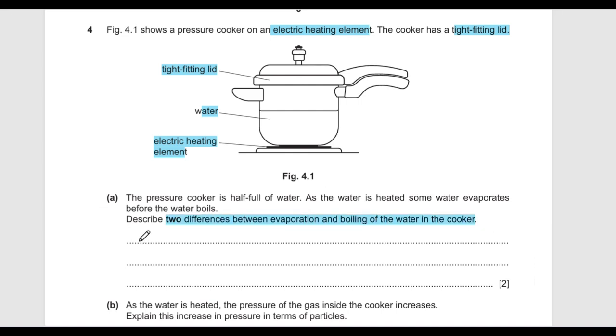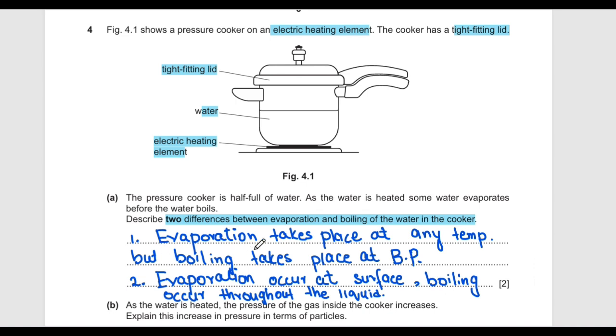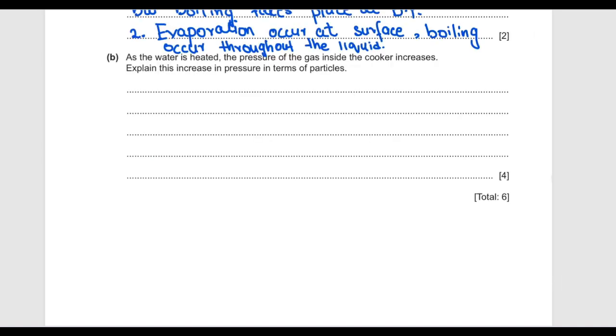So the basic difference between evaporation and boiling is that evaporation takes place at any temperature, but boiling takes place only at the boiling point. Second, evaporation occurs at the surface, but boiling can occur throughout the liquid.